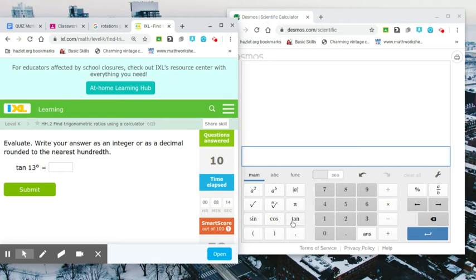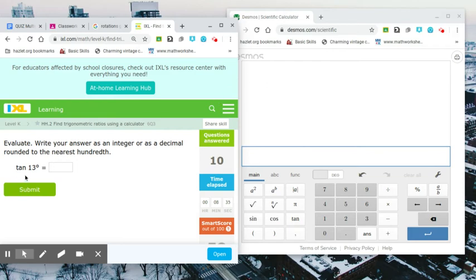You can also use your phones. If you turn your phones sideways, these words will appear on your phone as well. So you can use your cell phone if you don't want to use the Desmos, which I will post up on Google Classroom with this link. And then if you want to do your split screen like I am, it makes it a little bit easier. So let's get started.